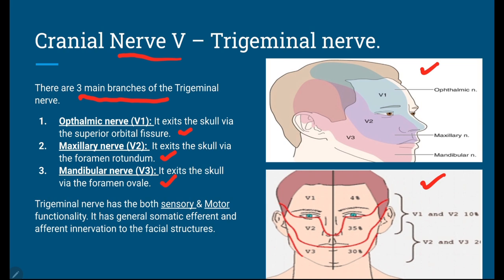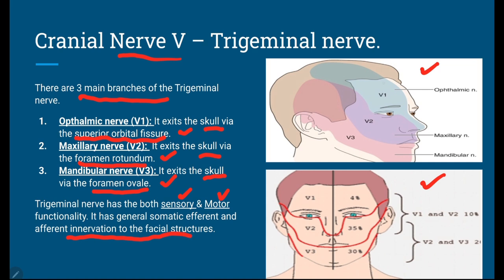The ophthalmic part of the trigeminal nerve, the V1, exits the skull via the superior orbital fissure. The maxillary one exits the skull via the foramen rotundum, and the V3 or the mandibular one exits the skull via the foramen ovale. Trigeminal nerve has both the sensory and the motor functionality. It has the general somatic efferent and afferent innervation to the facial structures.